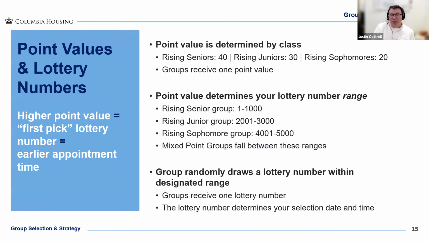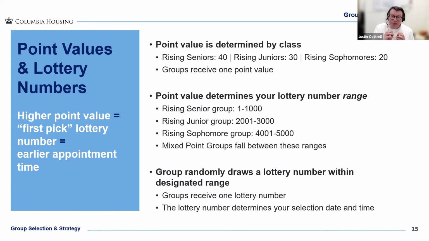Now, let's talk about point values and lottery numbers. If you attended any of our previous info sessions, like the Rising Junior Senior one, I apologize that you're seeing me again, but this slide is going to look very familiar. We just want to make sure that you understand how individual and group point values relate to lottery numbers and selection times. Each student receives a point value based on their class year: Rising Seniors 40 points, Rising Juniors 30, and Rising Sophomores 20. The point value tells you the range in which you can expect your lottery number to fall. Then the lottery number determines how early you select within that range.